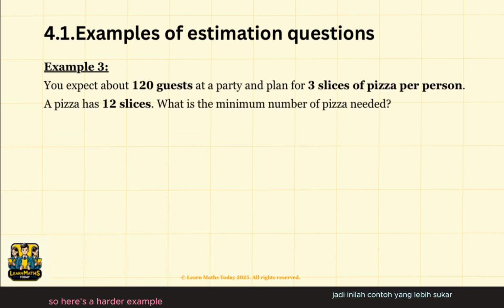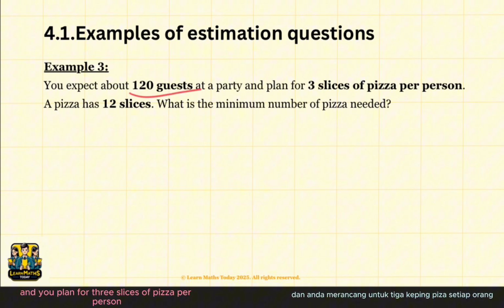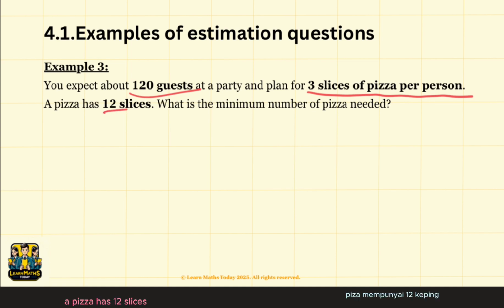So here's a harder example. You expect about 120 guests, and you plan for 3 slices of pizza per person. A pizza has 12 slices. What's the minimum number of pizzas needed? You guys should think about this question for a while.